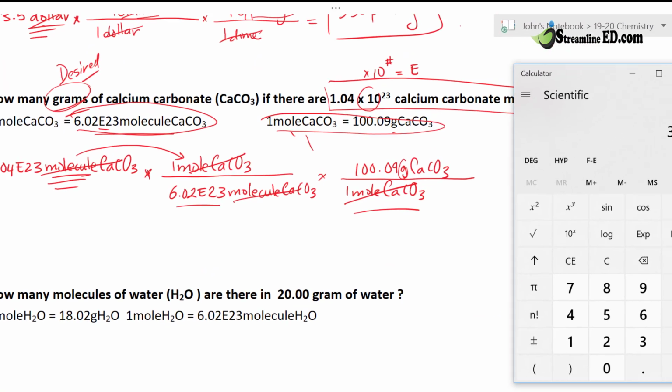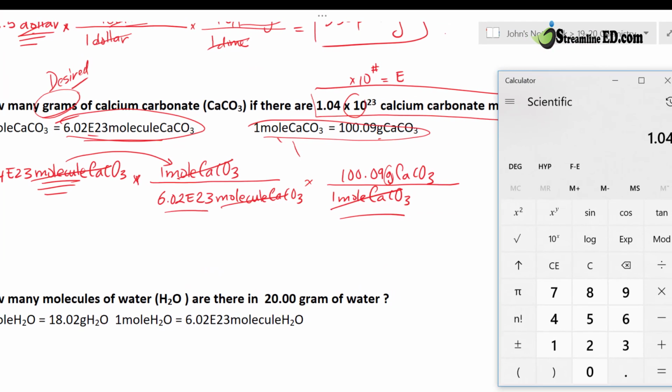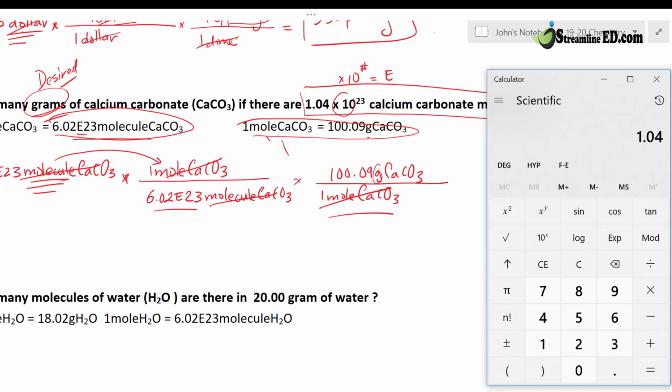So it's 1.04. And we're going to use the E button. Do we have the E button somewhere? Oh, here you go. E button of 23. Okay. And multiply by 1. Okay, and multiply by 100.09. Okay, we finished the top part.